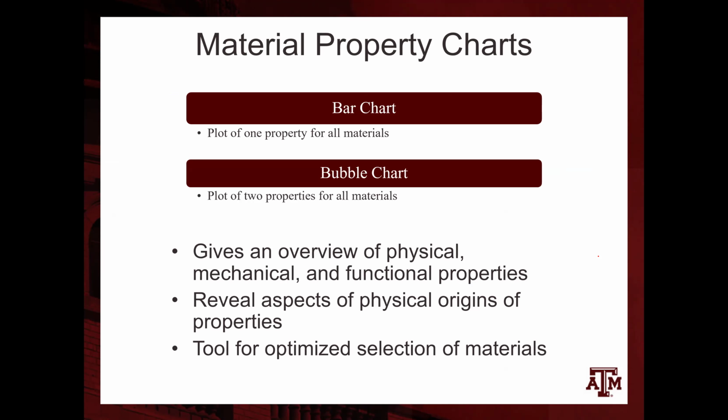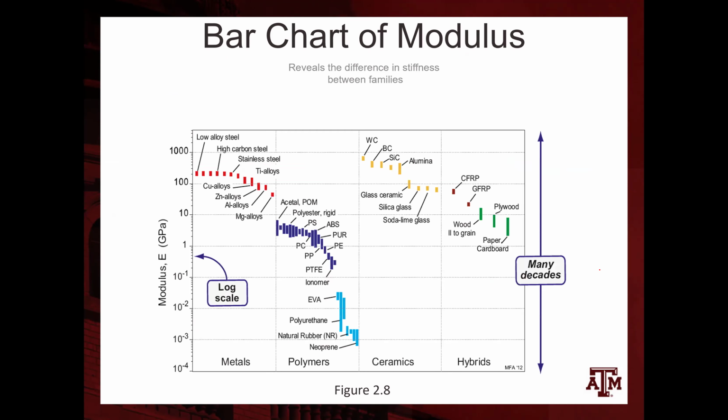So we can start with a very traditional textbook approach where we look at the bar chart and bubble chart of materials. That's when we are trying to optimize just one or two properties of materials. For the bar chart, for example, you are trying to optimize just one property. So in this case, this is the modulus or the stiffness of the material.